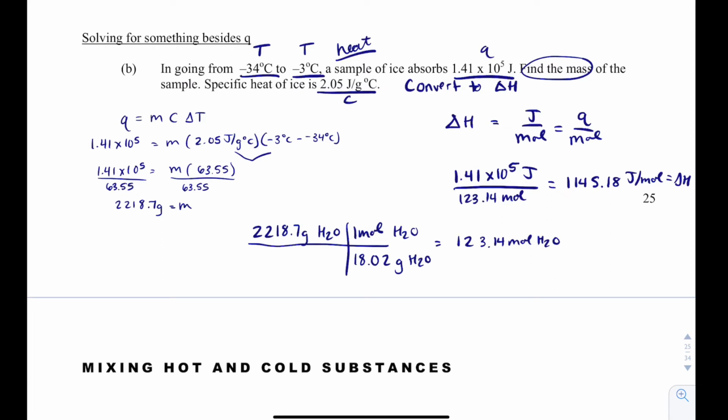Let's see if this makes sense. We are heating our substance. We're increasing its temperature, going from negative 34 degrees Celsius to negative 3 degrees Celsius. That is an increase in temperature. Therefore, our delta H should be positive. So that makes some sense to me.